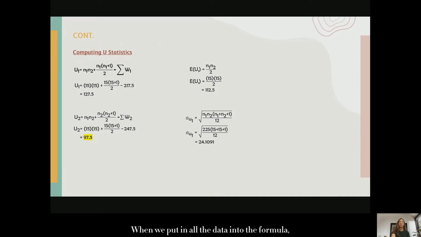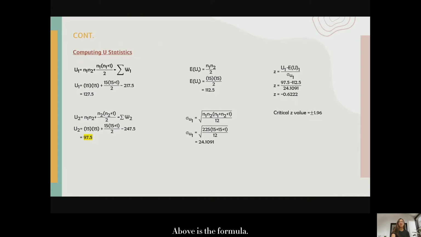When we put all the data into the formula, we will get the mean is 112.5 and the standard deviation is 24.1091. Lastly, we will calculate the Z statistic. Above is the formula. We use the smaller U statistic to calculate the Z statistic. After we put in the U statistic, mean, and the standard deviation, we will get the answer for Z statistic is negative 0.6222. The critical Z value is plus minus 1.96, which we can get from the Z table.